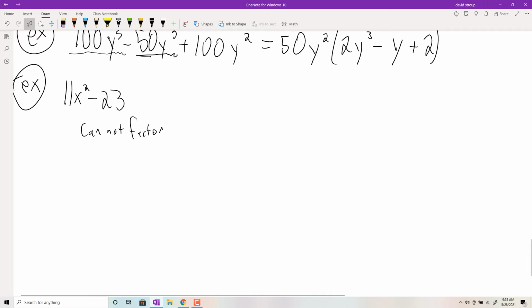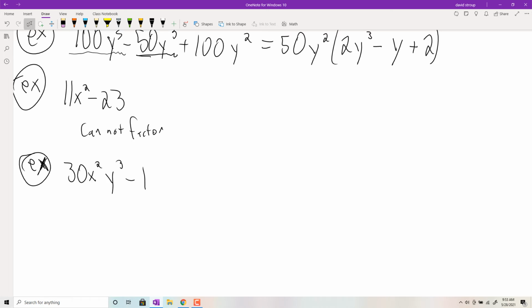Let's do one more that has constants and then multiple variables in it. So we have 30x squared y cubed minus 10xy squared plus 20xy. Okay, so what divides 30, 10, and 20? Well, 10. And then the smallest exponent for x is just x. Smallest exponent for y will just be the y to the 1. And then we have the leftover bits.